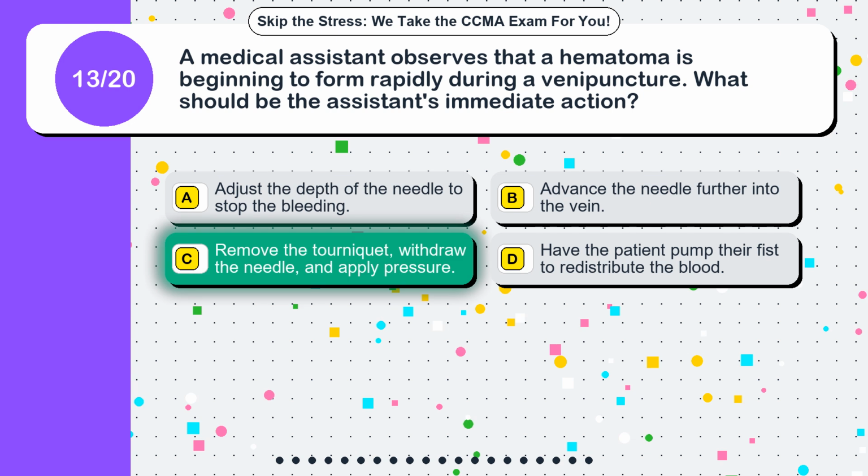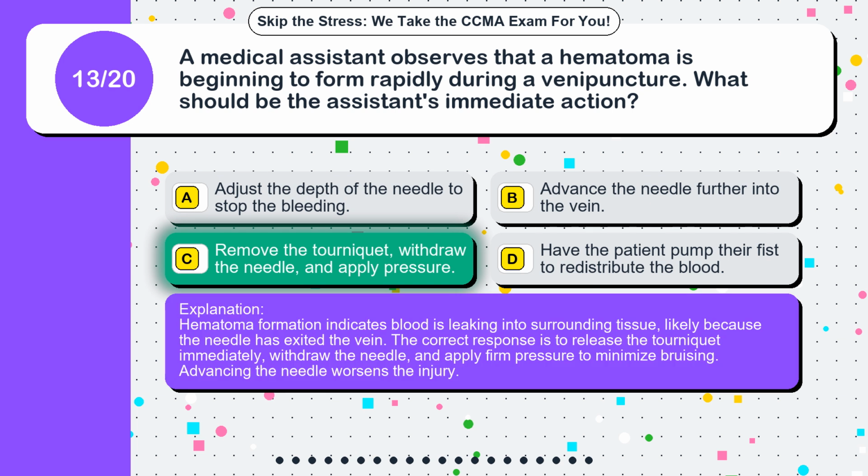Remove the tourniquet, withdraw the needle, and apply pressure. Hematoma formation indicates blood is leaking into surrounding tissue, likely because the needle has exited the vein. The correct response is to release the tourniquet immediately, withdraw the needle, and apply firm pressure to minimize bruising. Advancing the needle worsens the injury.